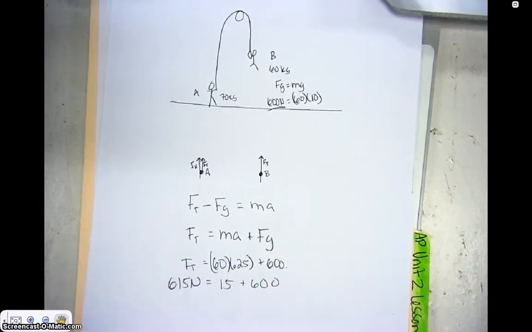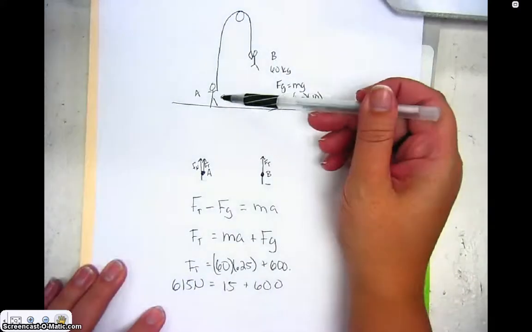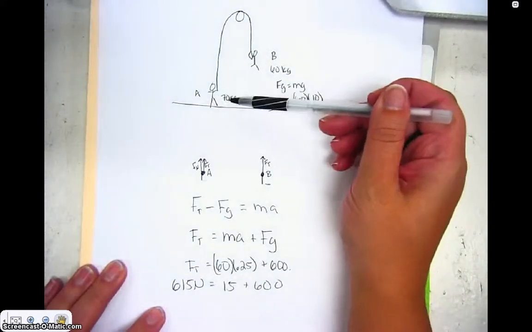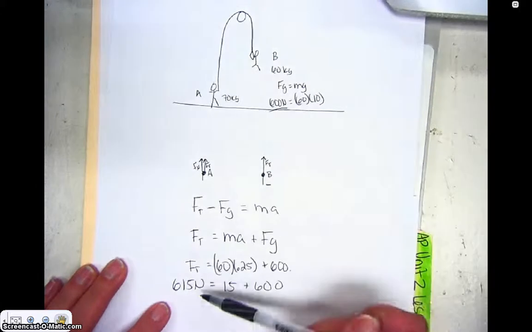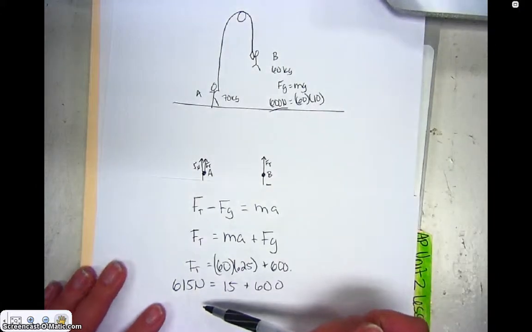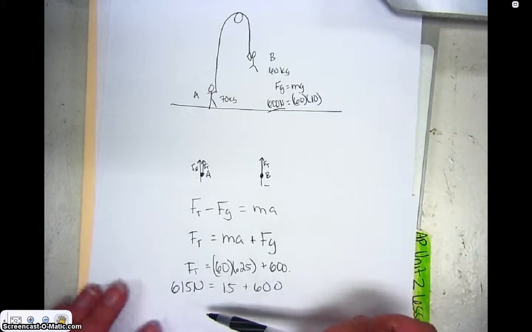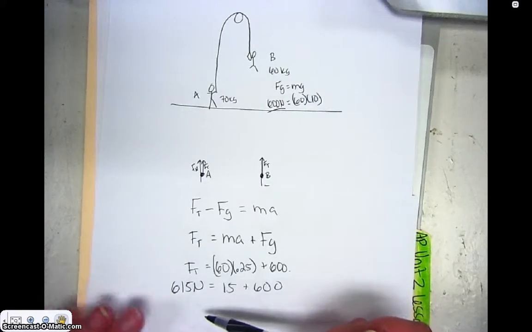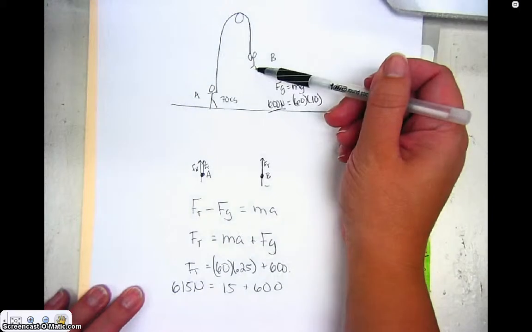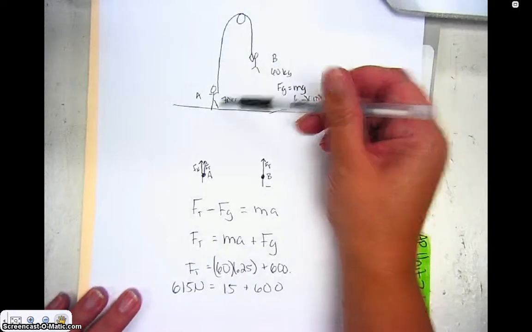Now part D says, as student B is accelerating, will he pull student A up off the ground? Student A weighs 700 newtons. So if we're pulling on him with 615 newtons, that's not enough to get him up off the ground. So he would stay in place. Then it says, how fast would this kid need to be accelerating in order for him to come up off the ground?